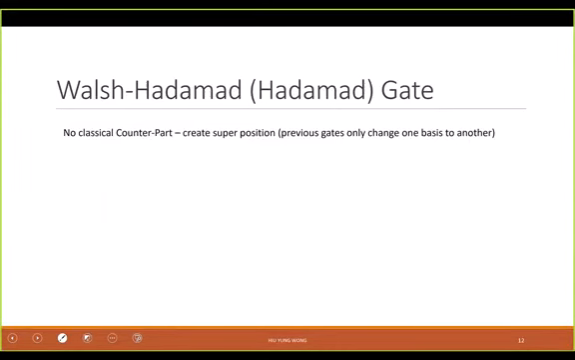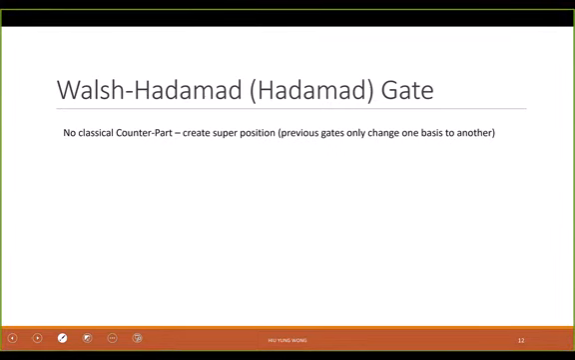Classical counterpart. We say every gate, maybe not the phase shift gate, but most of the gates we have seen now have a classical counterpart. And how do we define the gate? We define how it transforms, how it rotates the basis vector. So what does a Hadamard gate do? Again, we define it in this way.